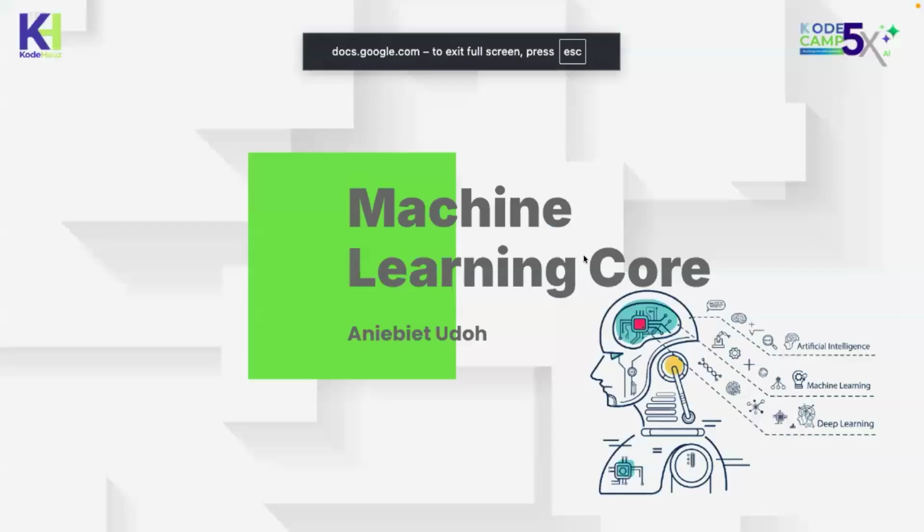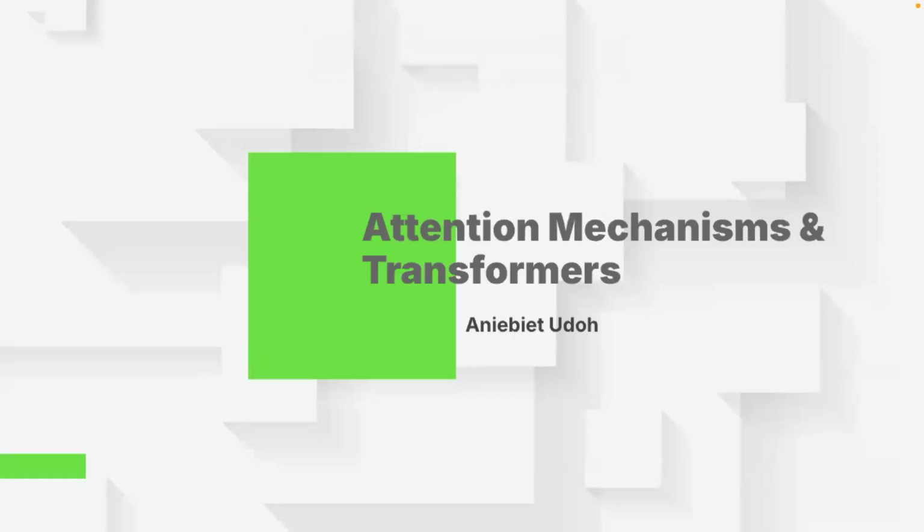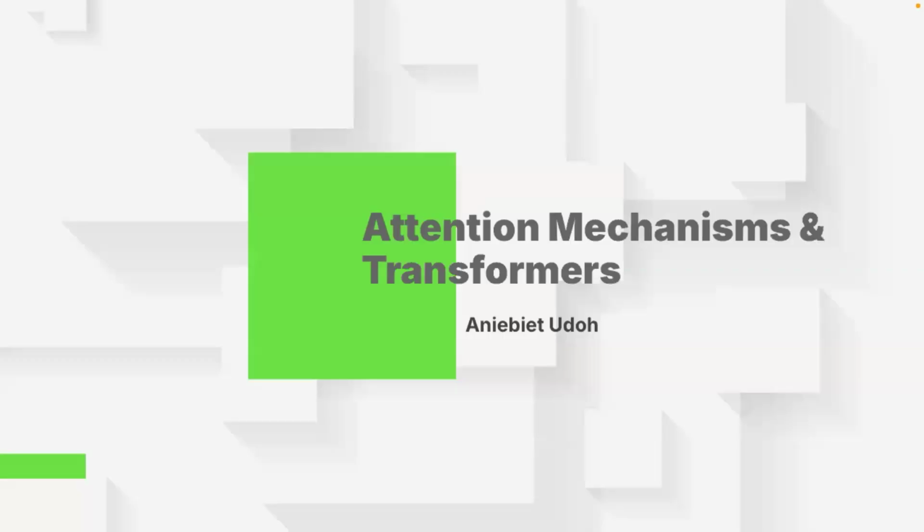Well, it's a continuation, right? We are now talking about the attention mechanism itself, and how it goes into the transformer. So we are going to talk about what is attention, what is scaled dot product attention, and what is the math around attention. And then we'll look at the transformer architecture and other things around it, including positional encoding and new modern improvements to the attention mechanism. So we go.